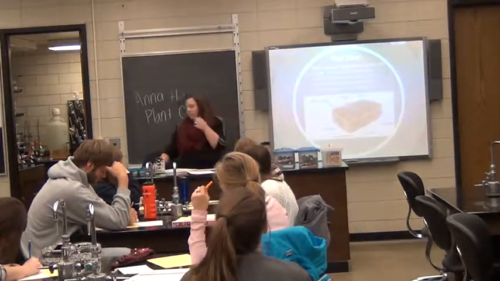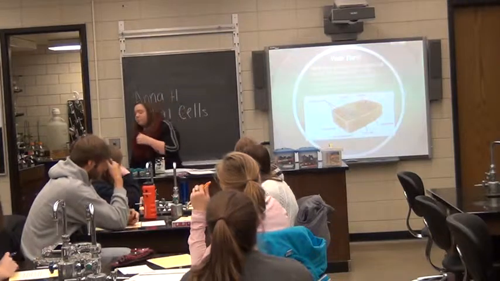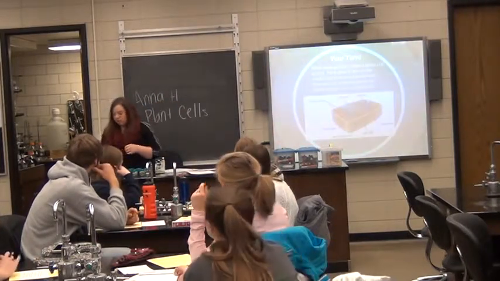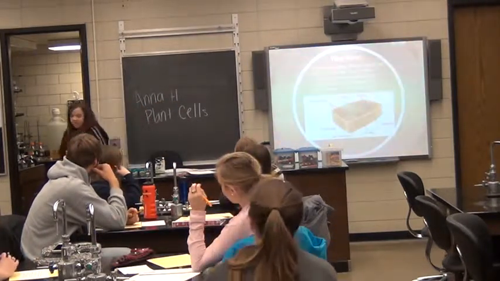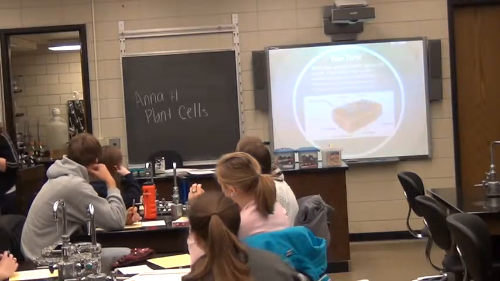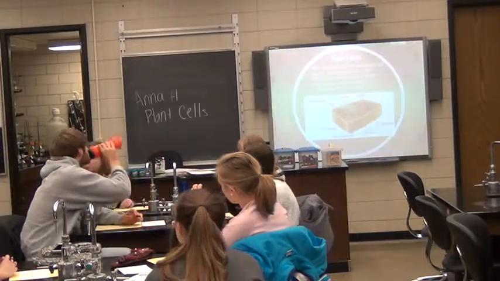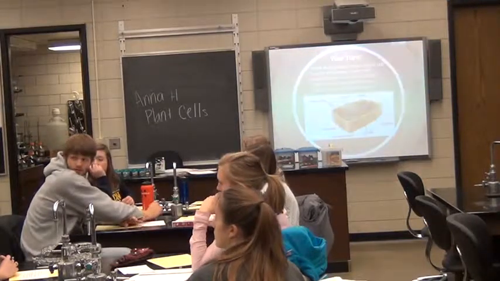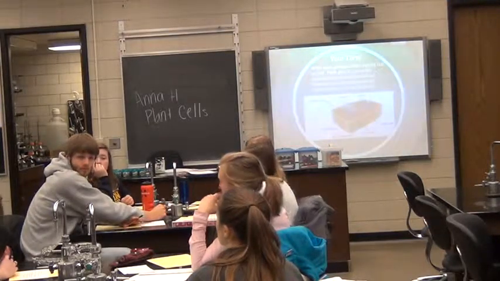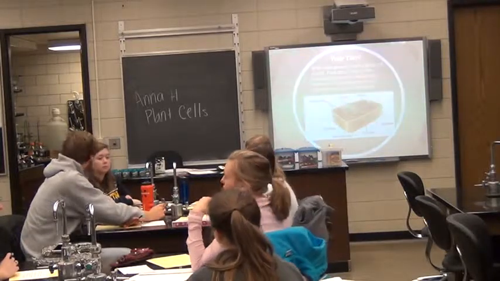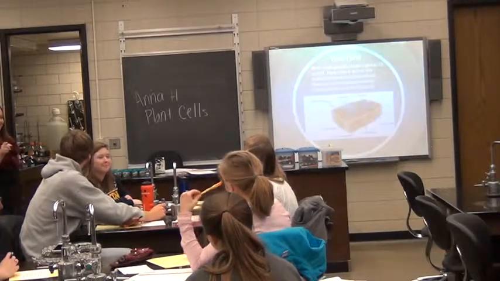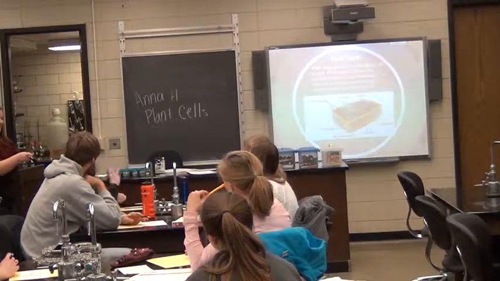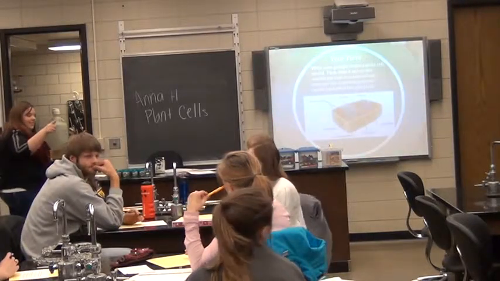So first, we're going to number off by 5. We're going to go in groups, and you get to make your own example of a plant cell. So we're going to number off up to 5. 1, 2, 3, 4, 5.